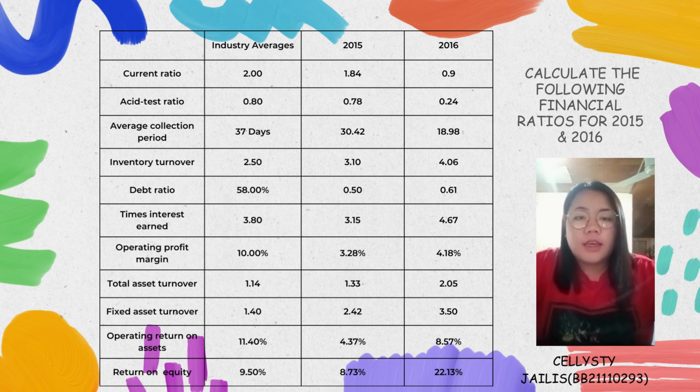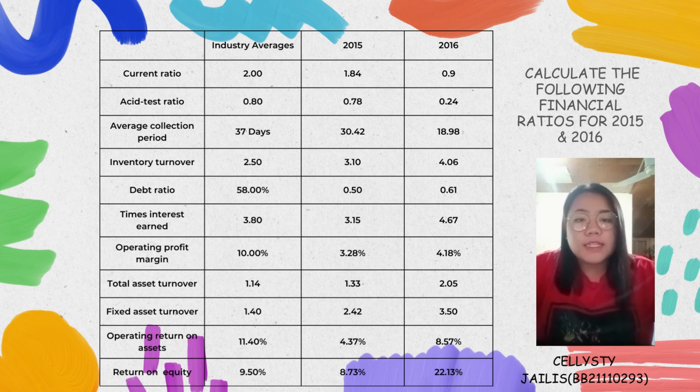And for the total asset turnover, the formula is sales divided by total assets. So for 2015, 187,500 divided by 140,625 and we got the answer 1.33, and for 2016 we got the answer 2.05.